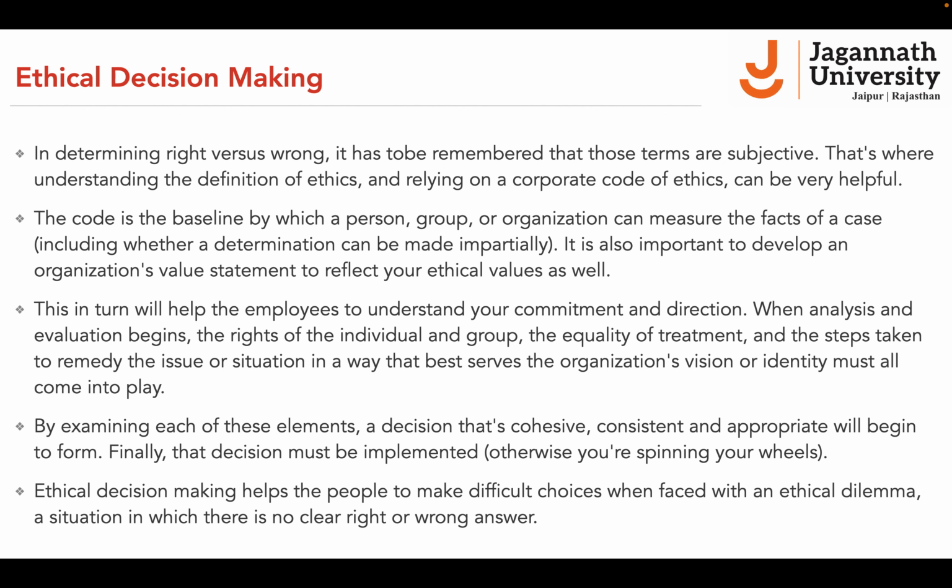It is also important to develop an organization's value statement to reflect your ethical values. This in turn will help the employees to understand your commitment and direction. When analysis and evaluation begins, the rights of the individual and group, the equality of treatment, and the steps taken to remedy the issue or situation in a way that best serves the organization's vision or identity must all come into play. By examining each of these elements, a decision that's cohesive, consistent, and appropriate will begin to form.